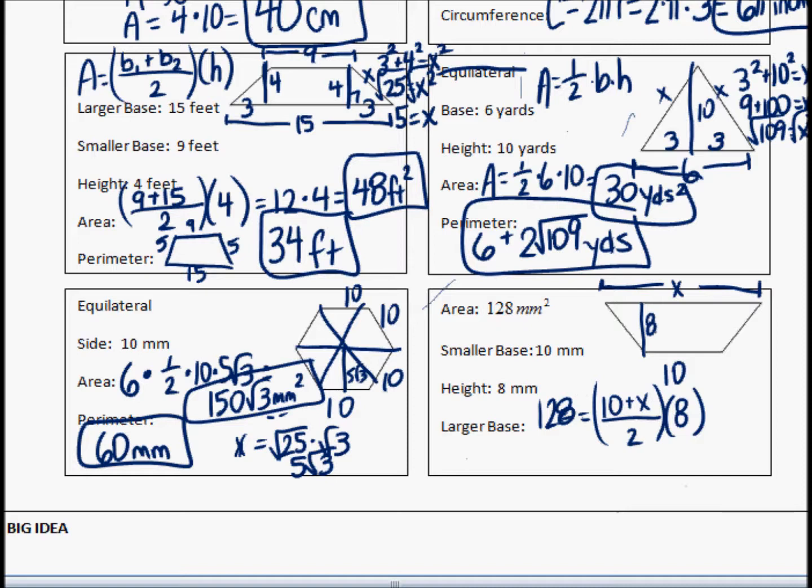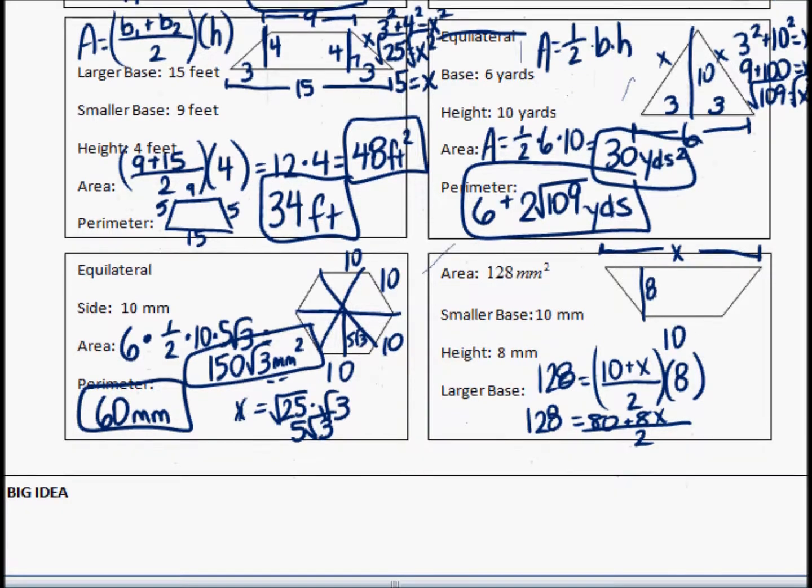So the next thing I'm going to do is distribute this 8 to the numerator of the fraction. So I have 128 equals 8 times 10 is 80, 8 times x is 8x, over 2. Then I'm going to simplify the 80 plus 8x over 2 and say 128 equals 80 divided by 2 is 40, plus 8 divided by 2 is 4x.